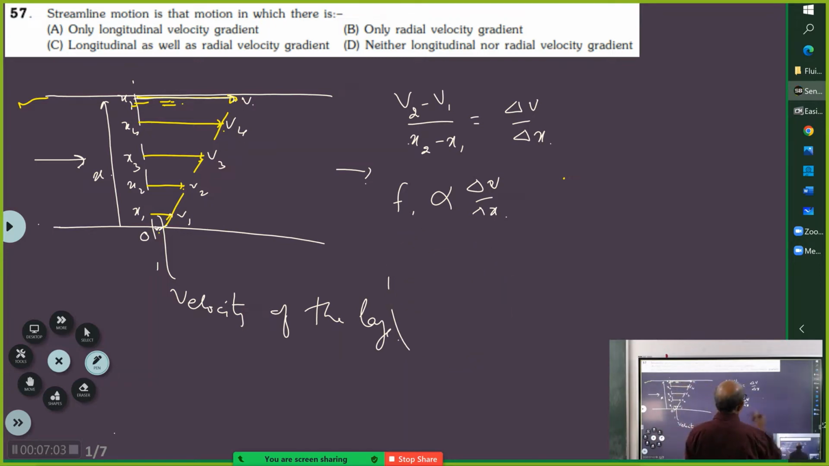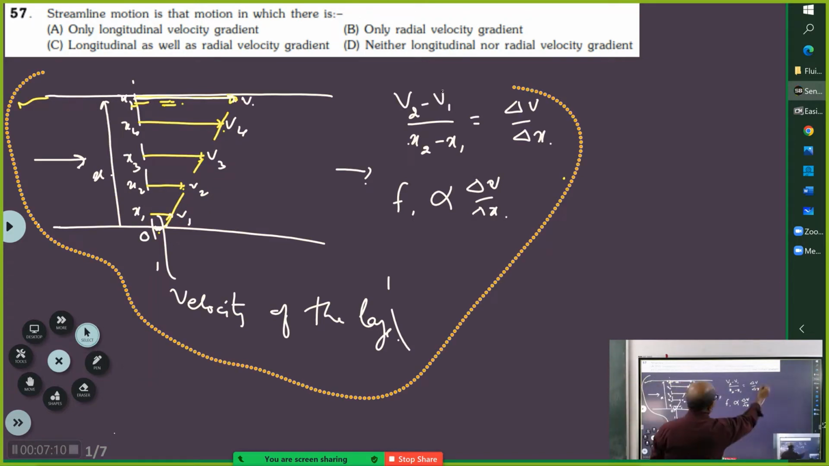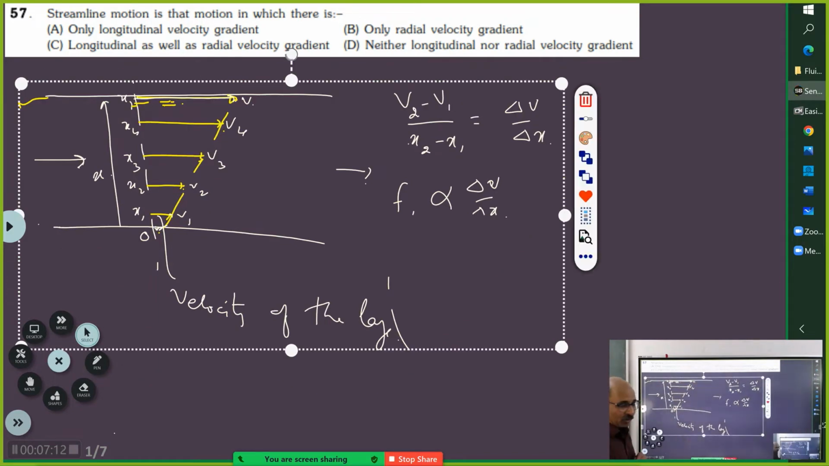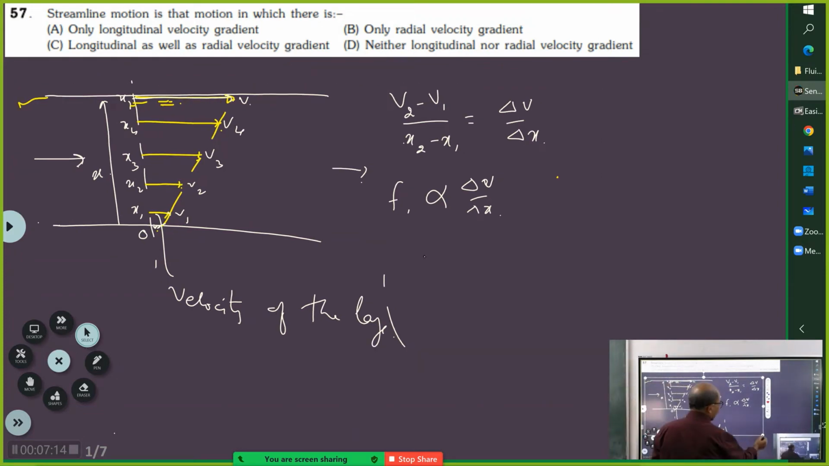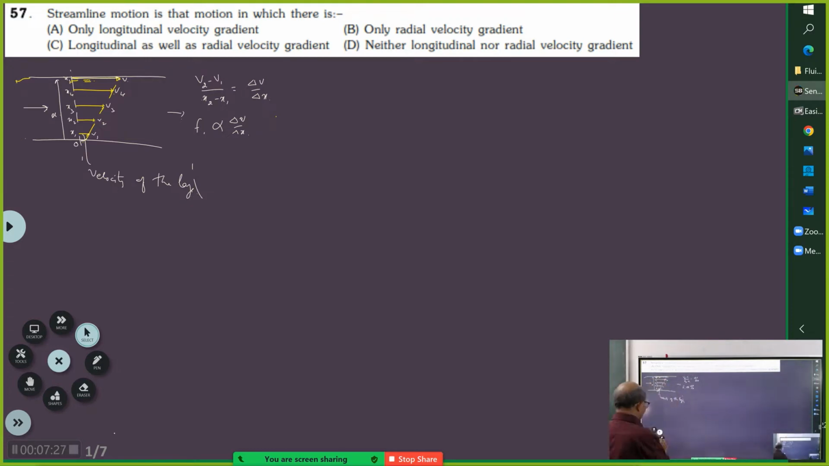Clear? Right? So now, whatever I have said, I don't want you to blindly accept it. It should convince you. Like Arun sitting here is asking a very good question: sir, if the water is going in a curve, then how will you define this? It's longitudinal only, sir. Listen, you didn't get that idea.